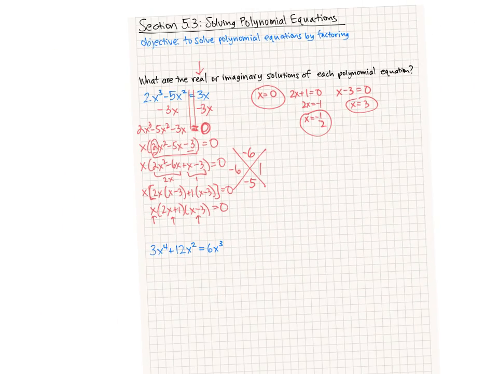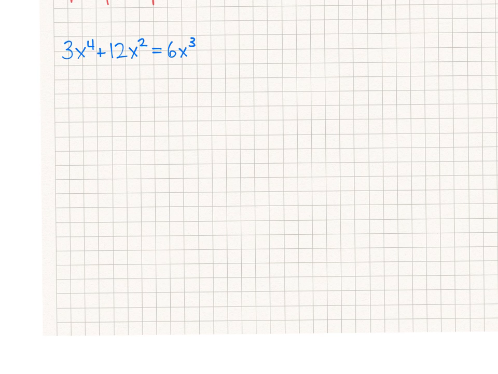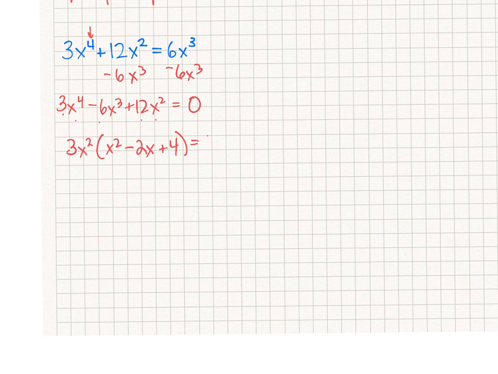Okay, and then this next one here, I will also do with you, solving the solutions using factoring. So here, let's get this term on this side. See here, this is the highest exponent, so we're going to keep that positive. So this becomes 3x to the 4th minus 6x cubed plus 12x squared equals 0. Okay, so the first thing we want to do is pull out a GCF. It looks like they all have a 3 and 2 x's. So let's pull out 3x squared, and we're left with x squared minus 2x plus 4 equals 0.